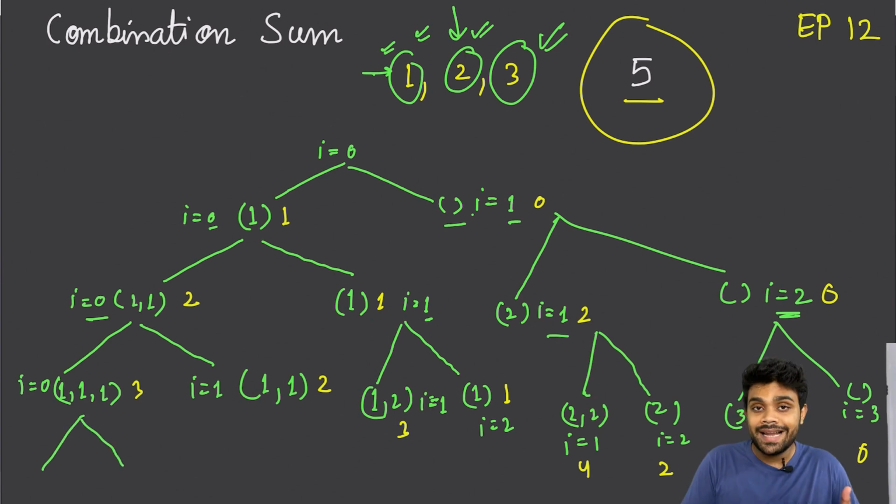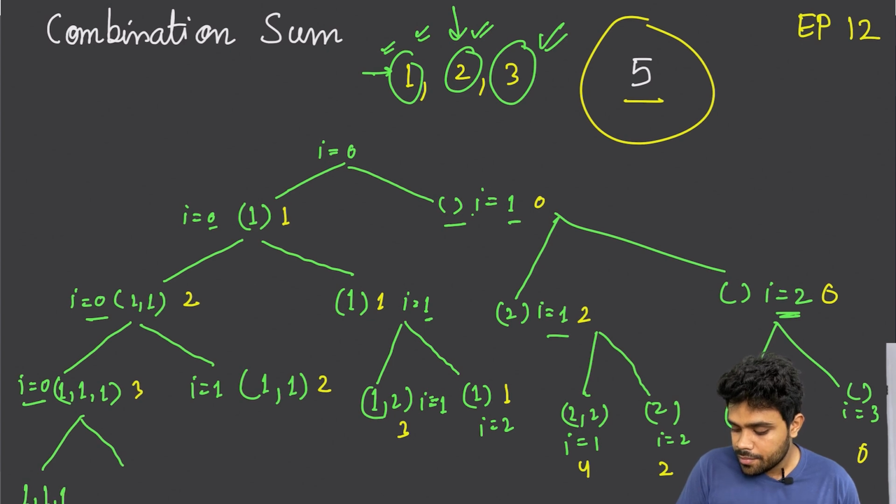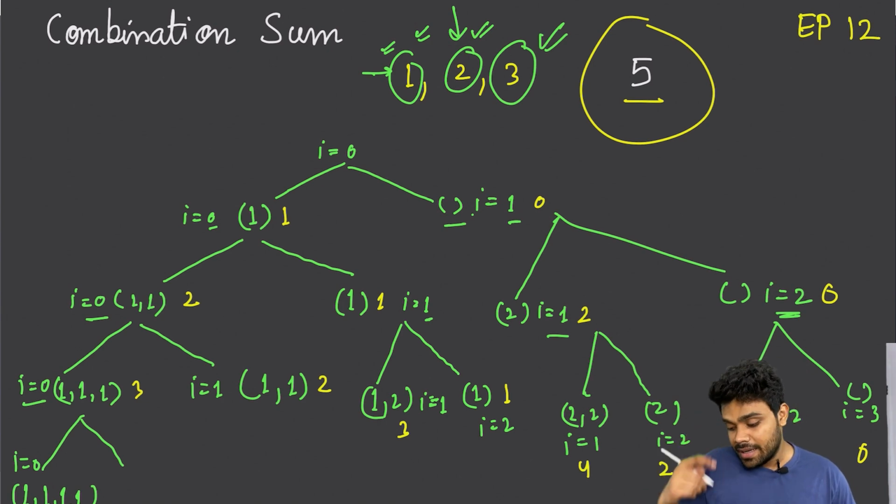Now again further expanding it, from here we have again two options. One option is to select 1, we are talking about 1, right? I is equal to 0, we are talking about the first element. So it will become 1 comma 1 comma 1 comma 1, summation will become 4, I will still be equal to 0 because we selected it, right? And then if we are ignoring this, it will remain 1 comma 1 comma 1, summation will remain 3, and I will be incremented, I will become 1.